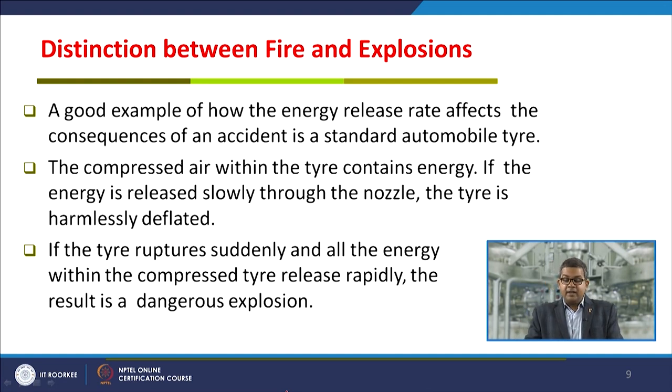A good example of how the energy release rate affects the consequences of an accident is a standard automobile tire. You may experience this when it bursts. The compressed air within the tire contains a huge quantum of energy, and if the energy is released slowly through the nozzle, the tire is harmlessly deflated. If the tire ruptures suddenly, all the energy within the compressed tire is released rapidly, and the result is a dangerous explosion. You sometimes experience a large noise, and all of a sudden you can see dust particles escaping when the tire ruptures. So this is the difference between fire and explosion. You can extrapolate this to other cases of fire and explosion.